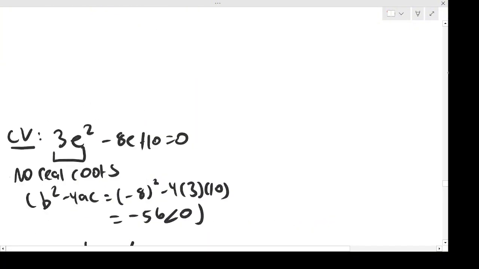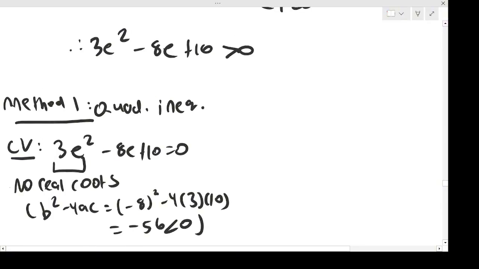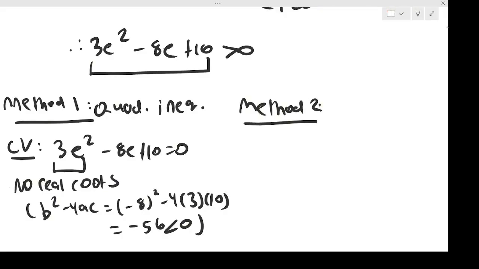Right, now the other way you could do this, obviously that's sort of, I guess, the more automatic way, is to solve the inequality, as you know, from GCSE or from normal maths. The other way you can prove this quadratic is bigger than 0 is by completing the square, okay? Which is a bit more elegant, I think.